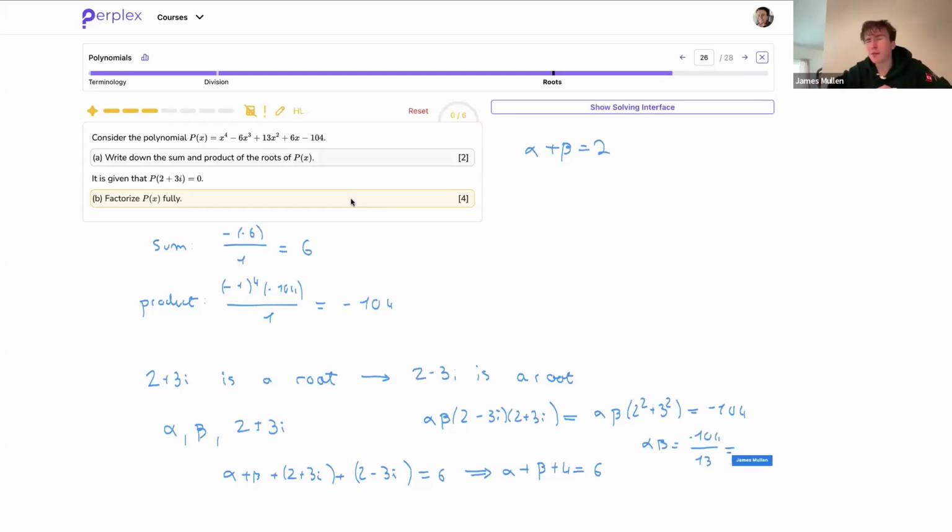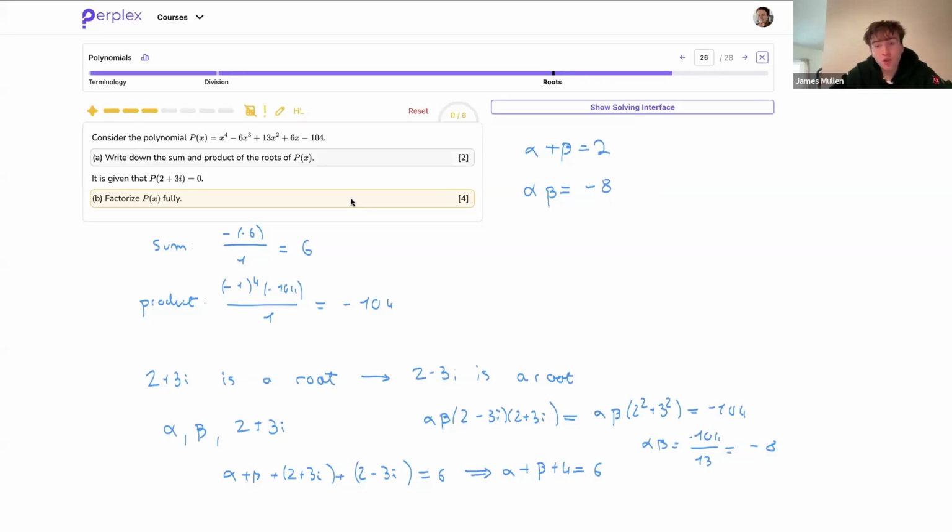And I can do that by remembering that 130 is 10 times 13. So 104 is 8 times 13, so this is negative 8. So alpha times beta is equal to minus 8.